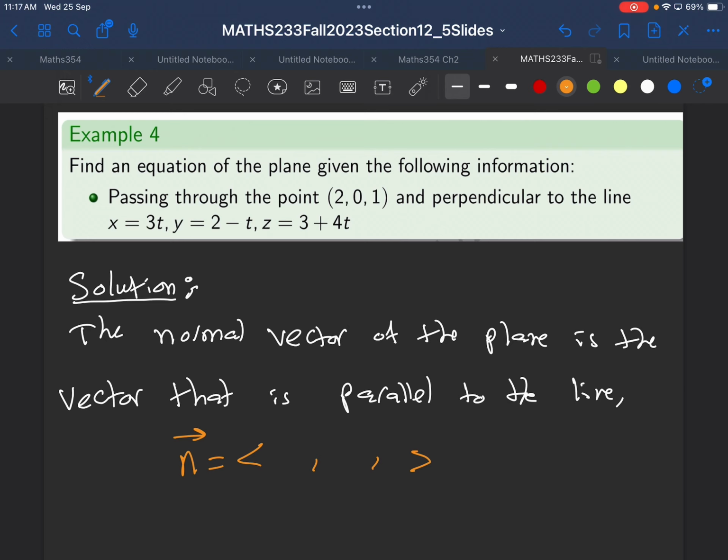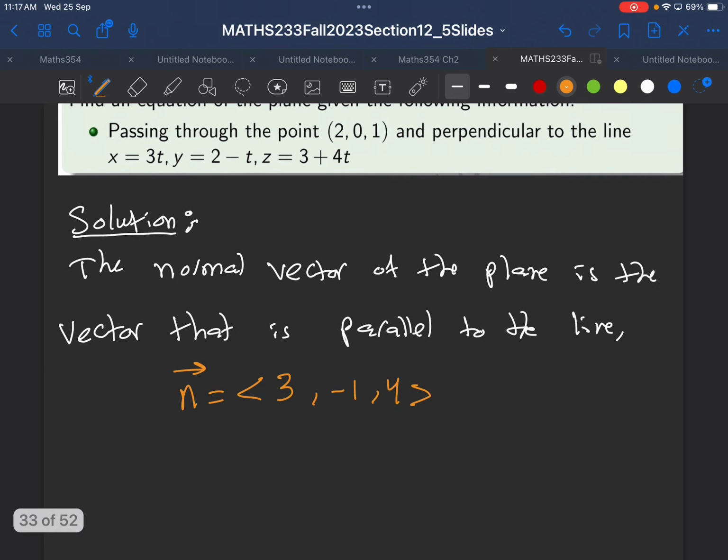Now what's A, B, C? Remember, it's the number in front of the parameter, which is the number in front of t. So for x it will be 3 because it's 3 in front of t. For y, it's -1. And for z it's just 4. Now, again, we can write the equation of the plane.